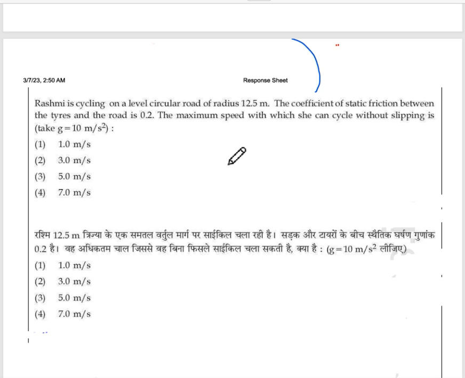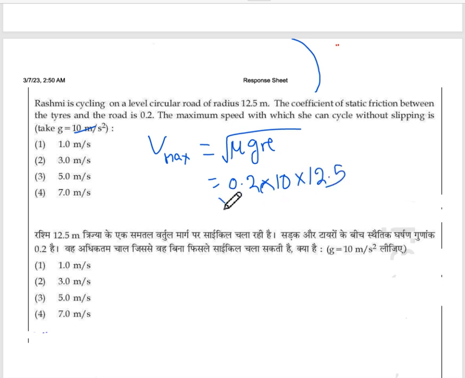So in the bending of road concept, we know the direct formula for the maximum velocity, v max. Directly I am writing the formula: v max equals the square root of mu, the coefficient of static friction, into g, our gravitational acceleration, into r, the radius of the circular motion path. Mu is given as 0.2. We just take g as 10 because it is given, and r is 12.5, and take the root.